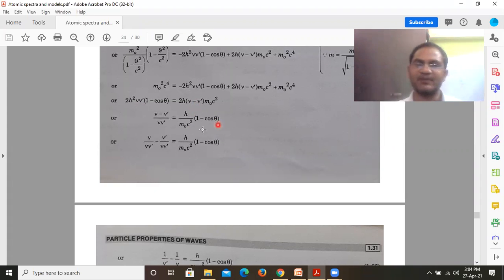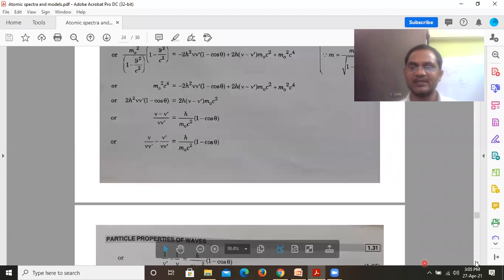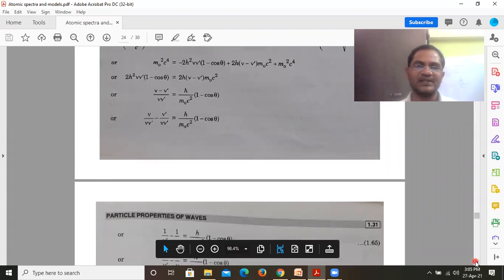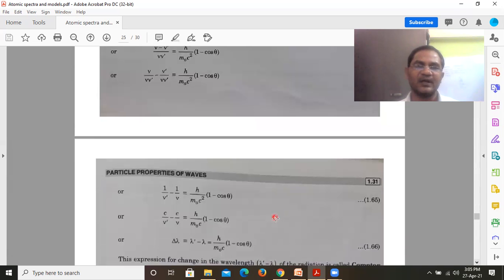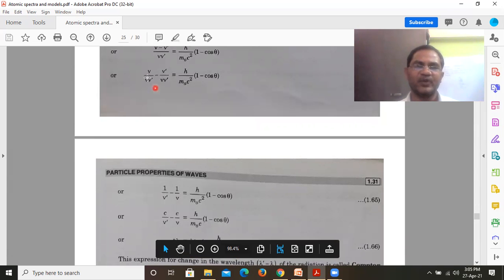Okay, sir. Just simplification. Just we are rearranging the step. So again separating the terms: ν/νν′ − ν′/νν′ is equal to h/(m₀c²)(1 − cosθ). Okay, 1 − cosθ. So there ν by ν is cancelled, ν′ cancel: 1/ν′ − 1/ν equal to right hand side h/(m₀c²)(1 − cosθ). Is it correct?